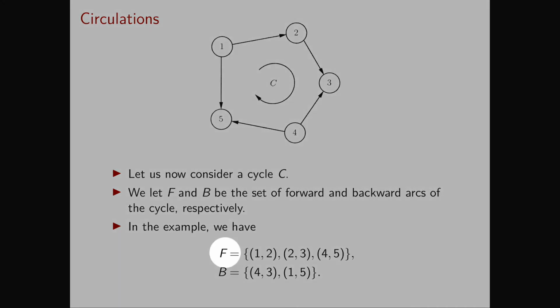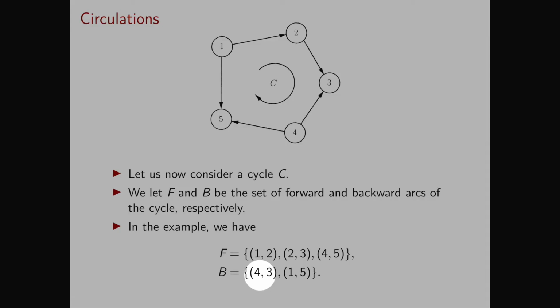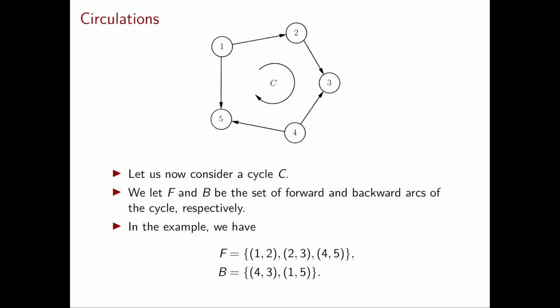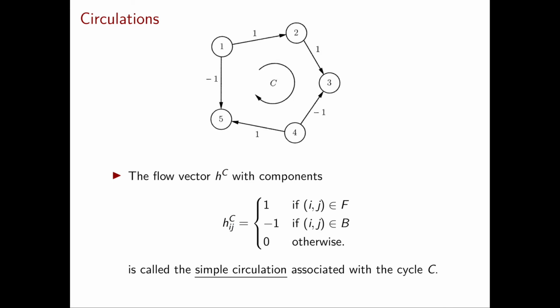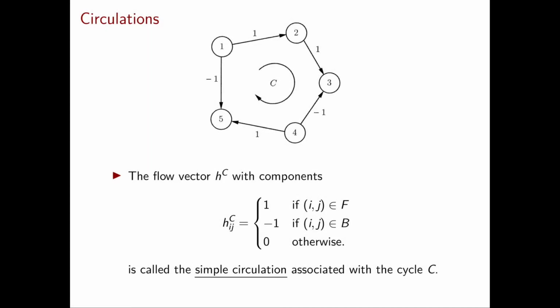In our example above, F contains 1, 2, 2, 3, and 4, 5. The other set in our partition is B for backwards, and of course it contains all the arcs that are backwards arcs in the cycle. In our example, these are the arcs 4, 3 and 1, 5.